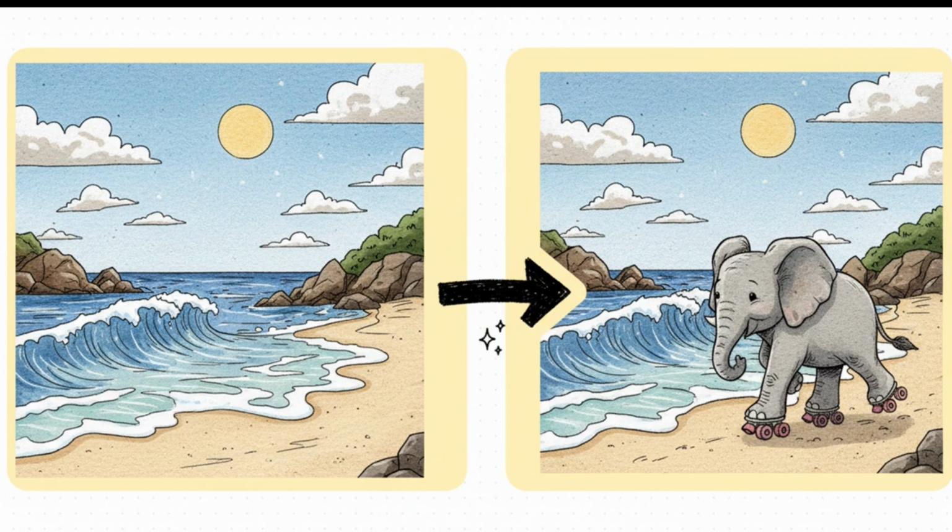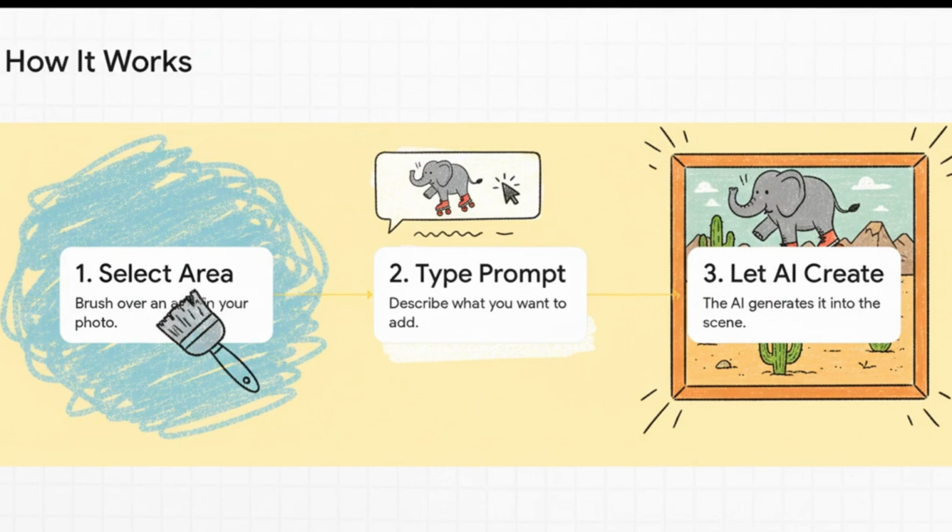It actually worked. This is just a perfect, hilarious example of how wild and incredibly creative you can get with these new tools. So how does this magic trick actually work? Well, it's shockingly simple. There's a new feature called Insert Object. You literally just brush over an area in your photo, type in what you want, like elephant on roller skates, and boom, the AI generates it right there in the scene.